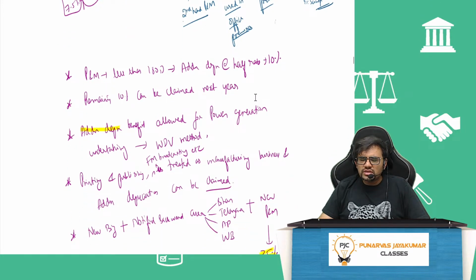Only the WDV method allows additional depreciation. If you are using SLM, additional depreciation is not allowed. For example, for a power generation unit, it's not allowed if they opt for SLM.